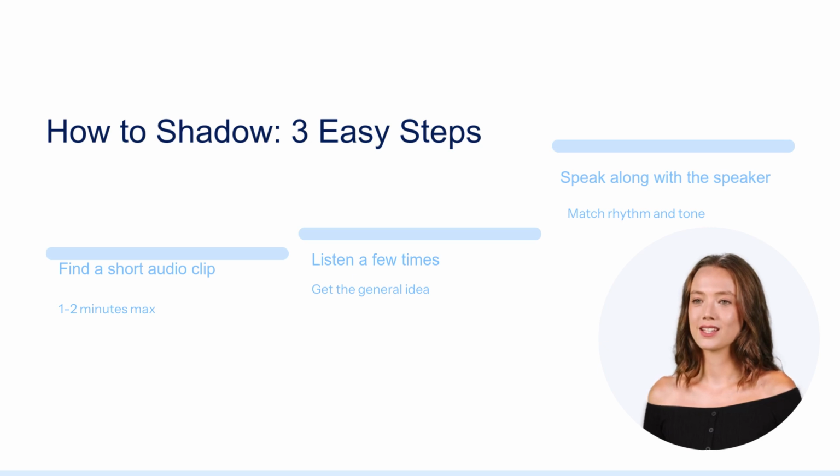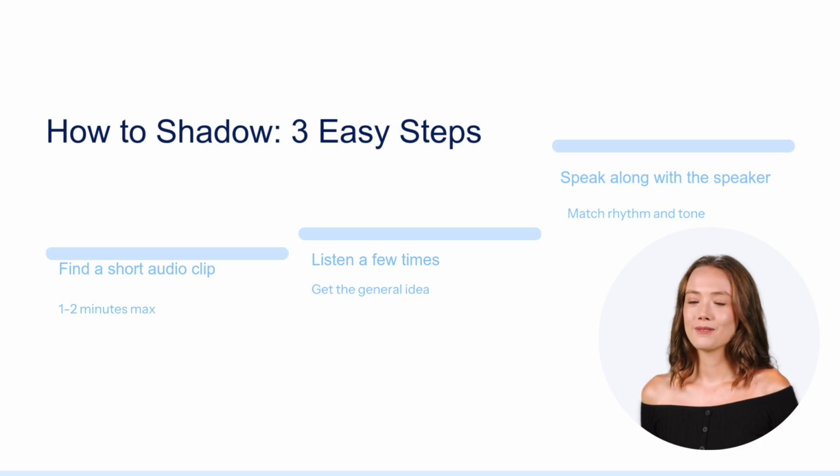So how do you start shadowing? It's simple. Find a short audio clip from a podcast, a news report, or a YouTube video. Listen to it a few times to get the general idea. Then, play it again, and start speaking along with the speaker, trying to match their rhythm and tone. It will feel awkward at first, but with practice, it will become easier and more natural.